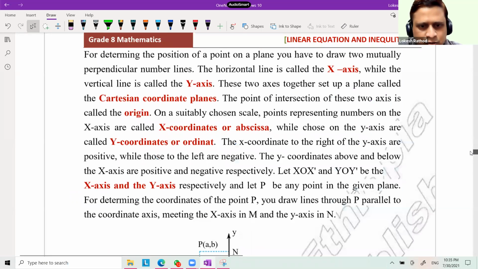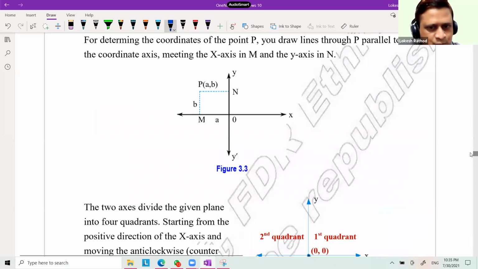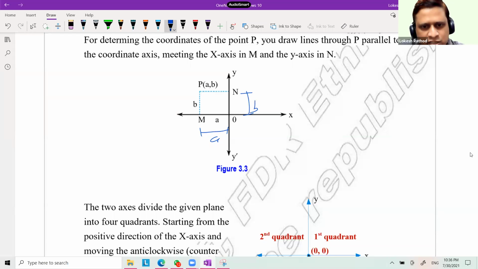Okay, next we have this Cartesian coordinate system. As you can see, if we want to locate this point P (A, B), and this distance is A and this distance is B, then the distance of point P from the x-axis is its y coordinate B, and the distance of point P from the y-axis is its x coordinate A.